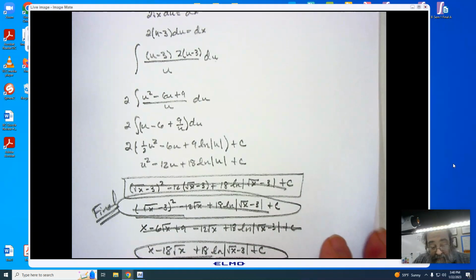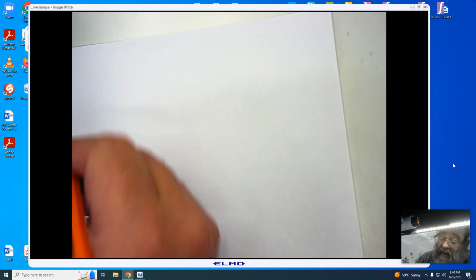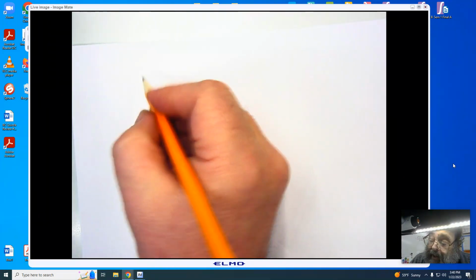Gotta love it, huh? That was 29. Let's go ahead and take a look at the next group of problems, starting with number 31. These are now dealing with trigonometry.